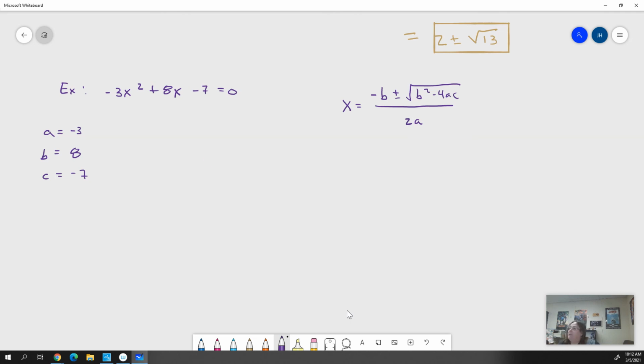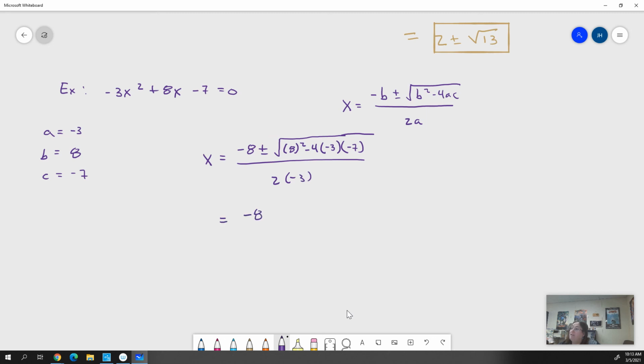So we're going to look at that. We're going to go x equals, well, our minus b is just minus 8 plus or minus the square root of b squared. So that's 8 squared minus 4 times a, which is negative 3, and c, which is negative 7, all over 2 times a, so 2 times negative 3. And we're just going to slowly go through and solve it.